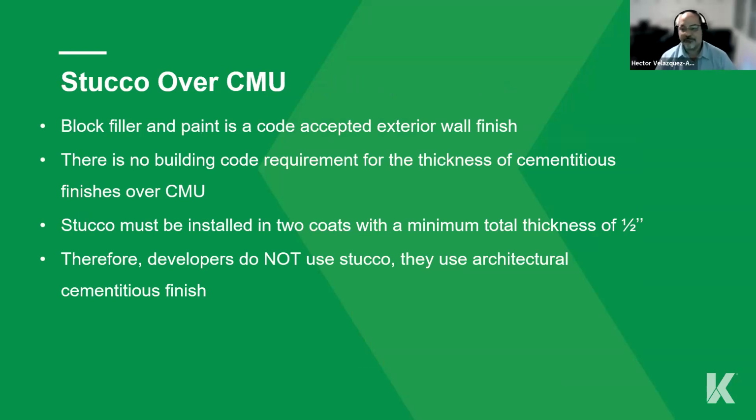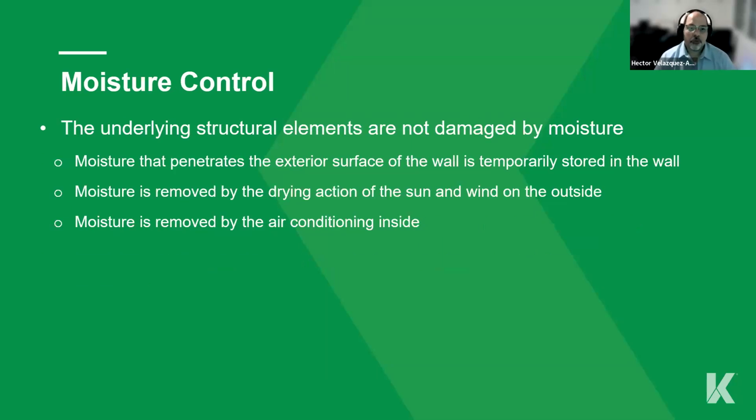And in some cases, they're trying to square out a wall and they try to put two inches of it instead of the typical half inch. On moisture control, the underlying structural elements are not damaged by moisture. Moisture that penetrates the exterior surface of the wall is temporarily stored in the wall. Moisture is removed by the drying action of the sun and wind on the outside. Moisture is removed by air conditioning inside.